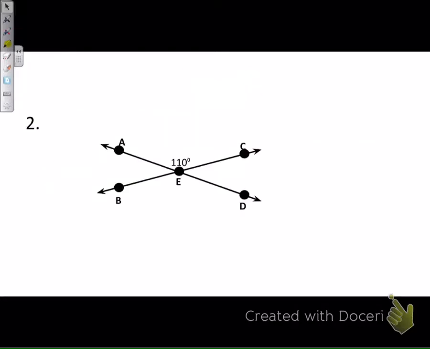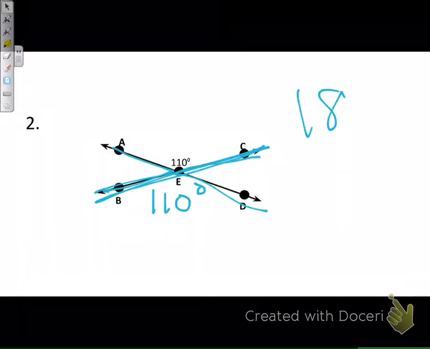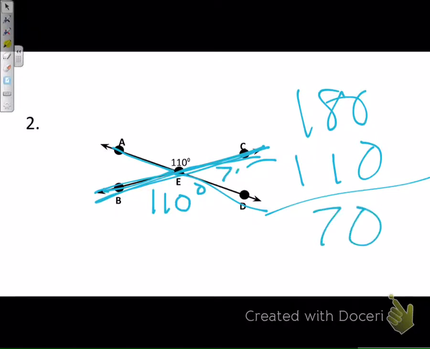Okay, the next one. This angle right here is a linear pair. Not a linear pair, my bad. Vertical angle. So if this is 110, this also is 110. Now, these right here are going to be a linear pair. So how we find these two small ones is subtract 180 minus 110. That will give us 70. So each of these little angles are 70 degrees.